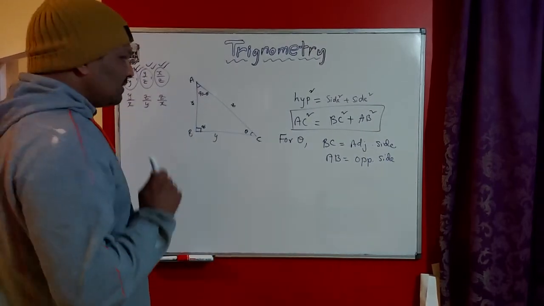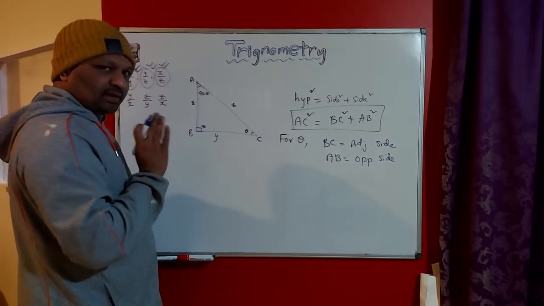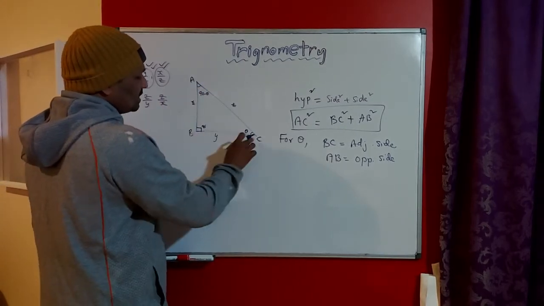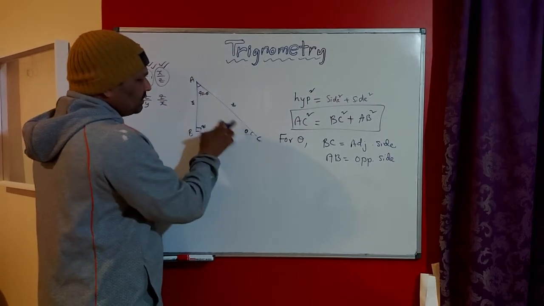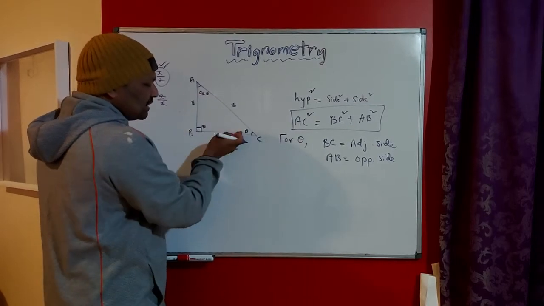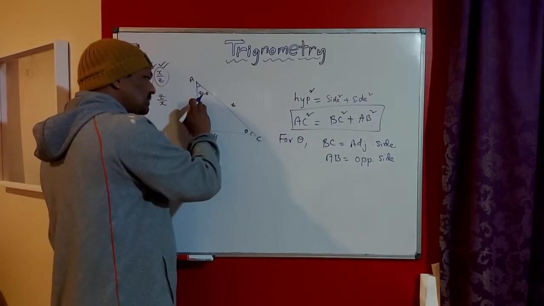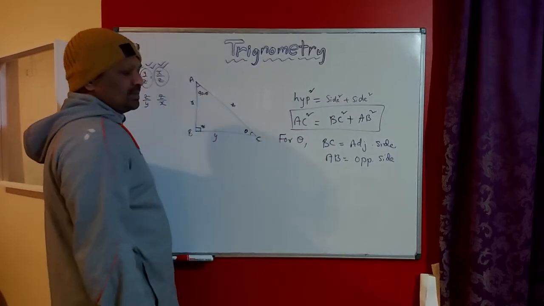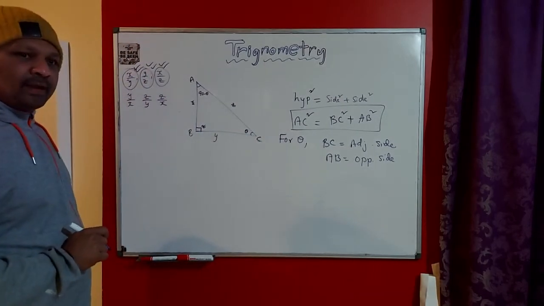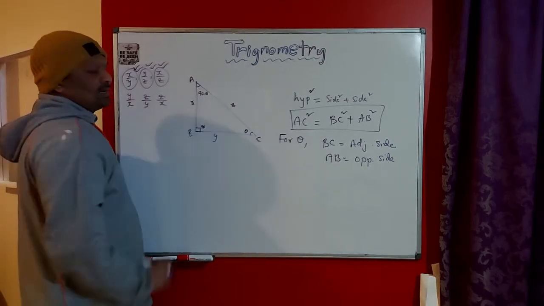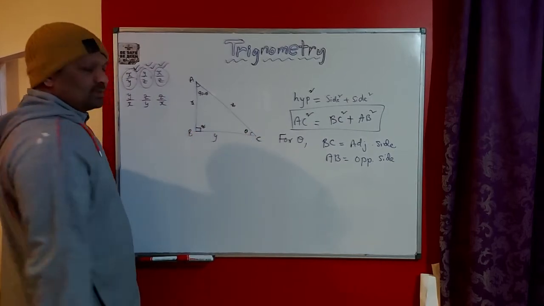In any given right angle triangle, there are 3 sides. One is the hypotenuse, the other 2 are sides. If you consider either of these 2 angles, the side that is just touching the angle is the adjacent side. The side opposite to this angle is the opposite side. Similarly, if you take the angle 90 minus theta, this is the adjacent side, and BC is the opposite side.